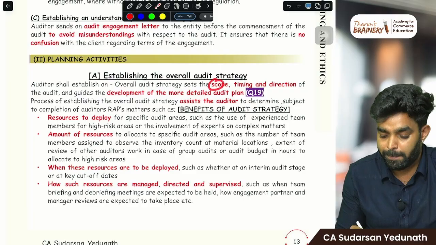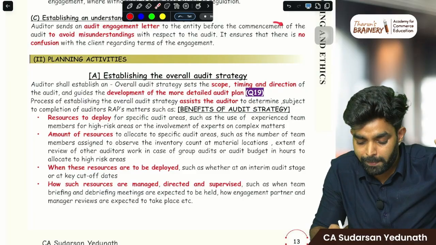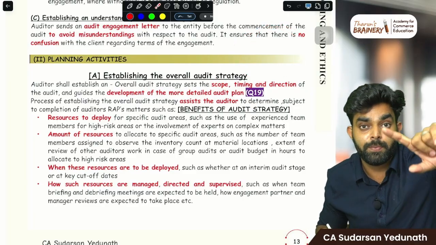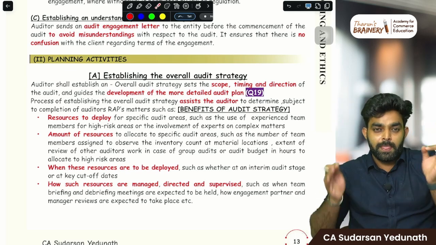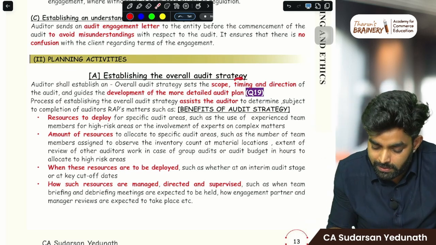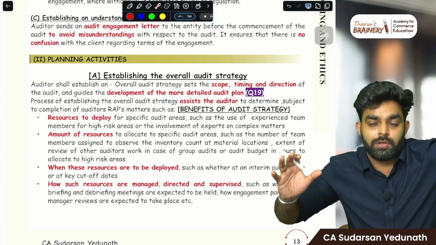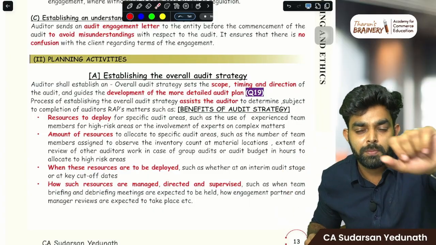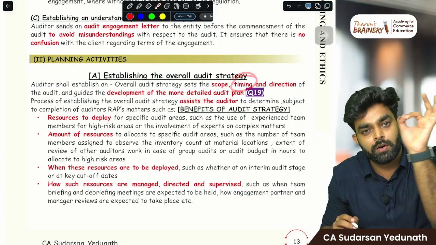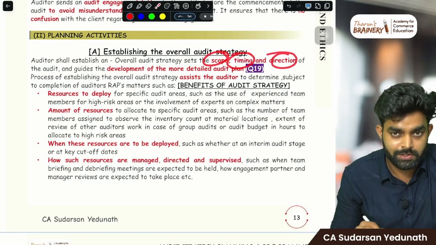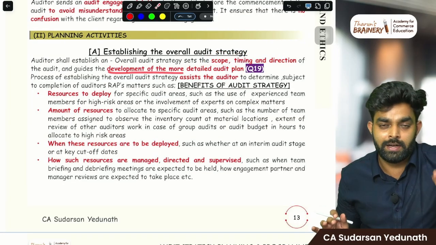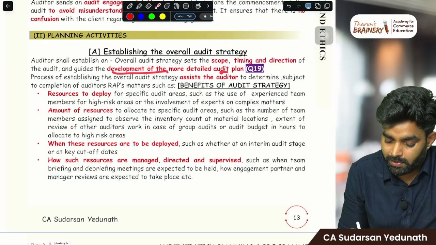Scope means, as I told you in the first chapter, boundary. The boundaries of the audit. The scope of audit is there in the first chapter, right? So when you are doing an audit strategy, make sure it is within that scope, within the limitations, and within the timing also. Like if you have got only 2 months to do the audit, the strategy should be according to that. So this strategy sets the scope, timing and direction of the audit, and it helps in the development of an audit plan.